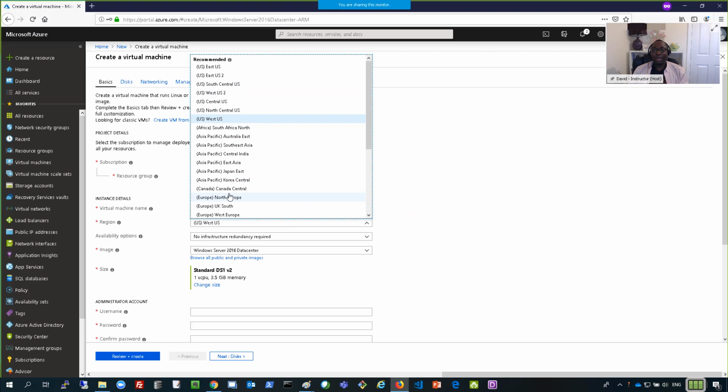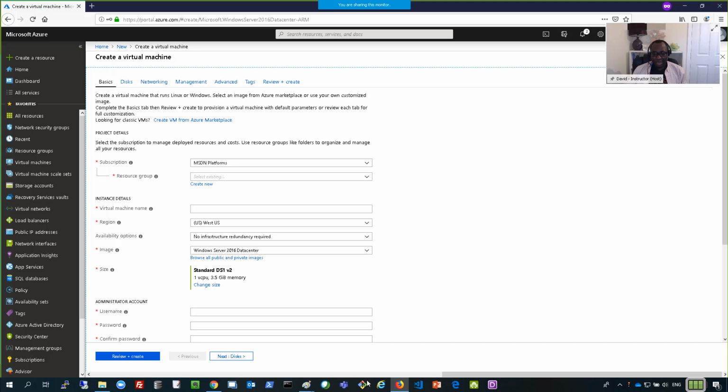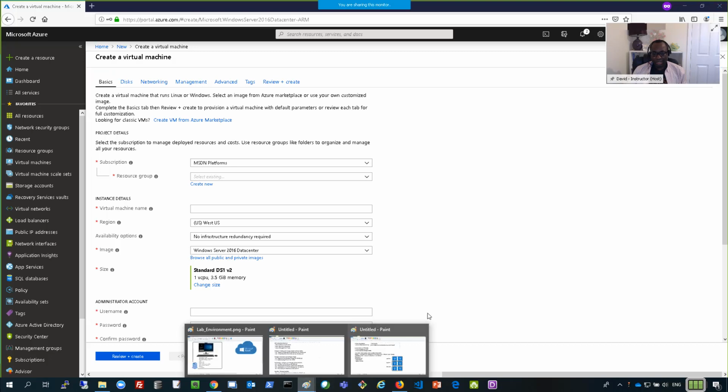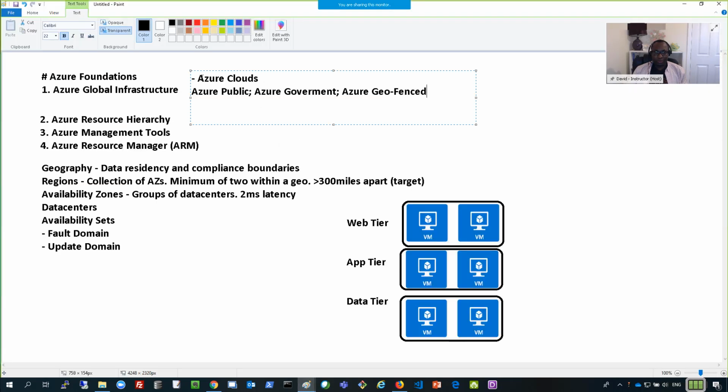When you sign into that particular subscription or account, you'll only be able to deploy into those Azure regions. So again, that's just to give you a quick understanding of those. In terms of the Azure cloud, we have Azure Public, which is the one the rest of us are using. You have Azure Government, which is for the US government, and you have to be vetted by the US government to even get access. And Azure Geofenced, which are mainly Azure Germany and Azure China.